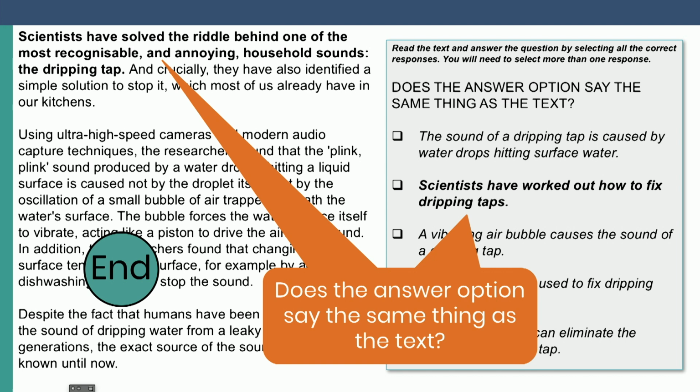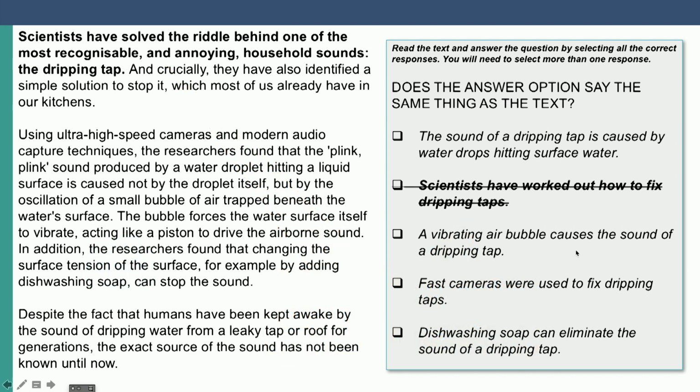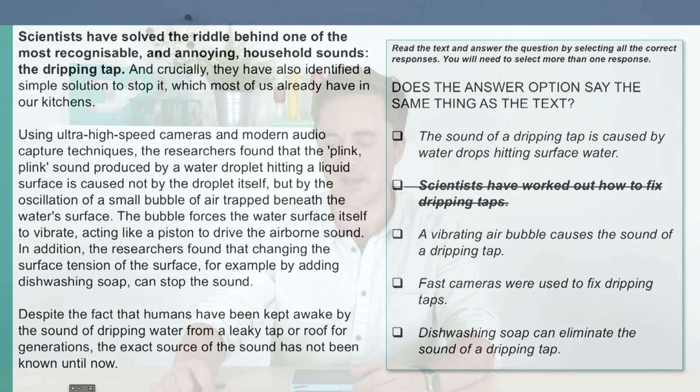The answer, of course, is no. Scientists have worked out how to fix dripping taps? No. Scientists have solved the riddle behind one of the most recognizable and annoying household sounds, the dripping tap. So they've worked out something about the sound of the tap, not how to fix dripping taps. You can see how this answer option contradicts what's in the text. Therefore, we will not select it because what we're essentially doing is asking ourselves, does this say the same thing as this? If no, we leave it. If yes, we select it.